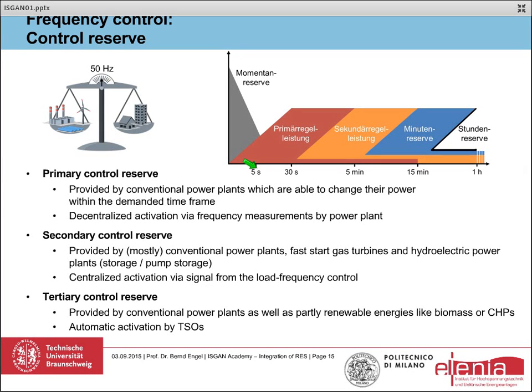The secondary control reserve is provided mostly by conventional power plants, fast start gas turbines and hydroelectric power plants, storage and pump storage. Here we have a centralized activation via signal from the load frequency control. The tertiary control reserve is provided by conventional power plants as well as partially renewable energies like biomass and CHPs, and is activated automatically by TSOs.